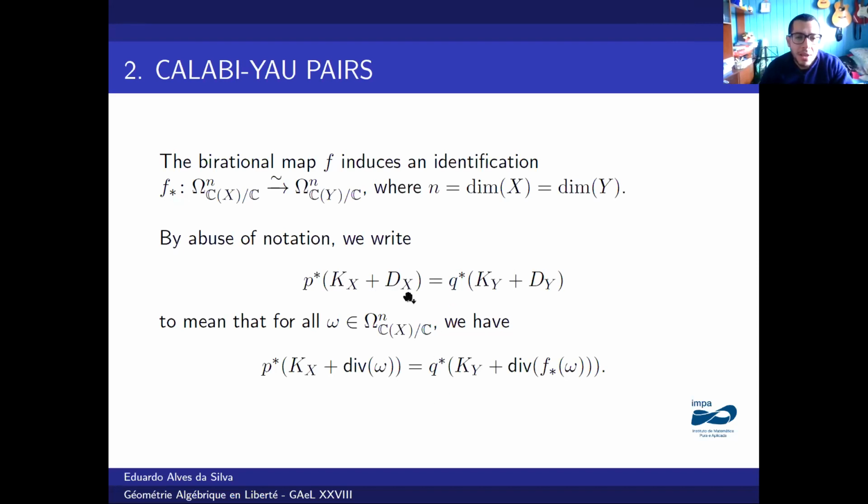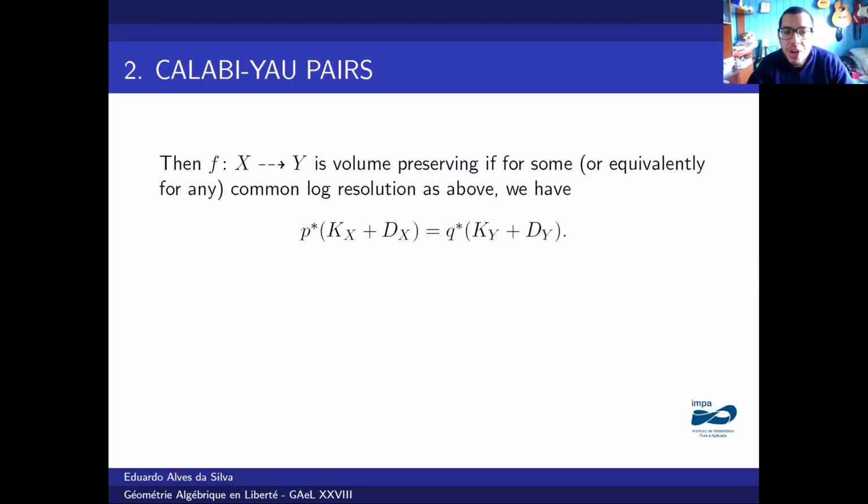And in order to take this pullback, it's important that these divisors here are Cartier by assumption. And then F is volume preserving if, for some, or equivalently for any, common log resolution as above, we have this equality between these pullbacks. And it's important that we have an equality and not only linear equivalence. There are some subtle aspects, but we need to have this equality in order to have that equality between the discrepancies.